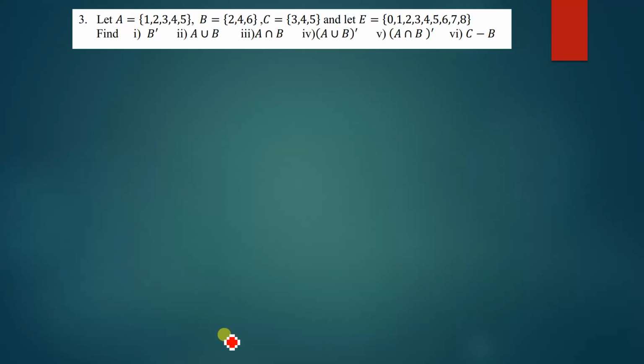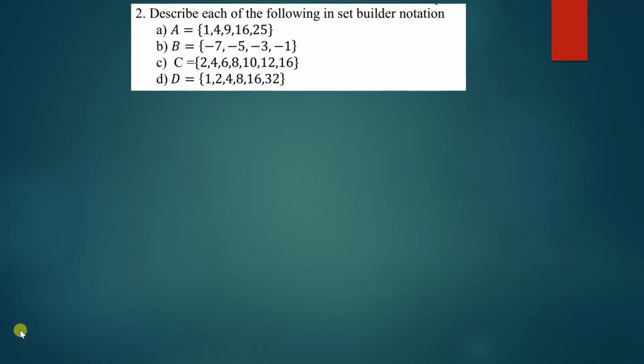Alright, so let's quickly begin to solve the questions. We have a number of questions. Let me start with this one. This question says, describe each of the following in set builder notation. This is a very simple question, like I said.